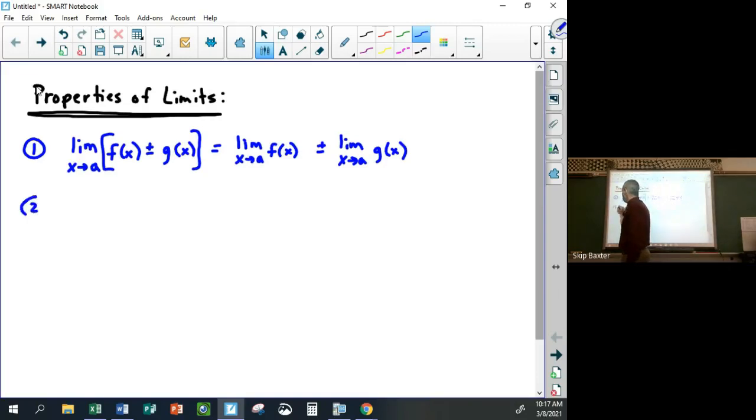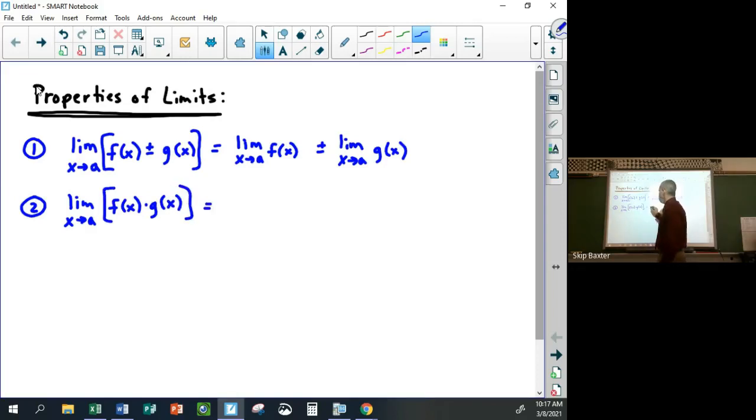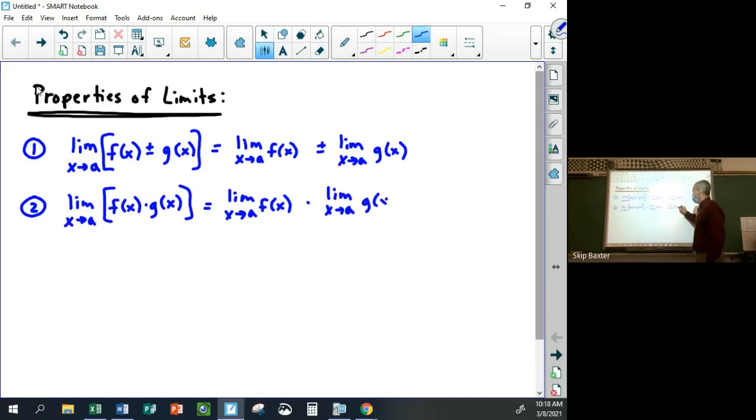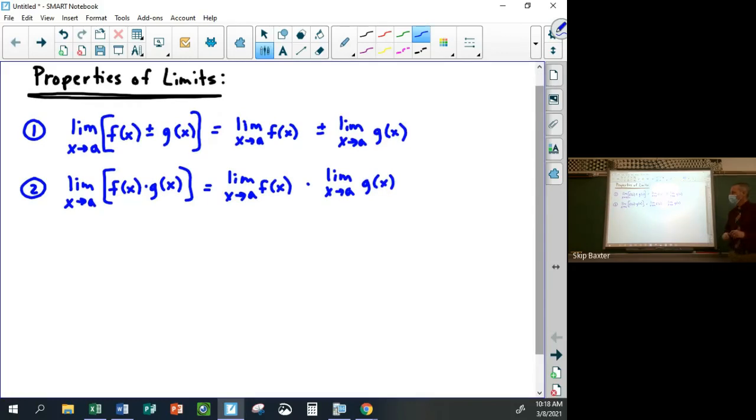The same is true for multiplication. Like if I have the limit as x goes to a of f of x times g of x, you could just take the limit as x goes to a of f of x and multiply that by the limit as x goes to a of g of x. Again, hopefully that seems kind of obvious, but I'll show you in a second how the problems would actually look.